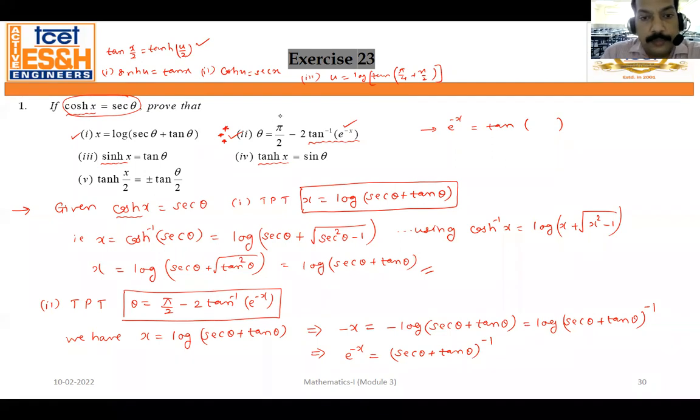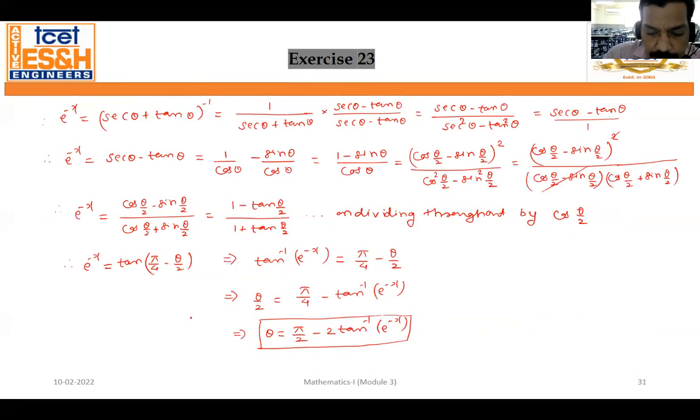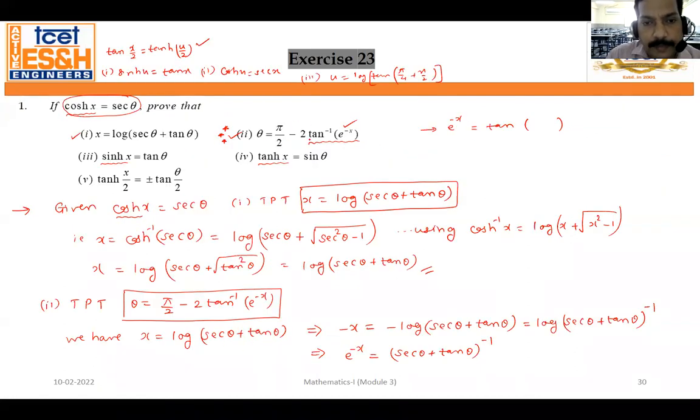So now, second, we have to prove that theta is equal to pi by 2 minus 2 tan inverse e raised to minus x. Now, to prove this result, theta we have to prove. If I try to prove with the help of the hypothesis, what is the hypothesis? Cos hyperbolic of x is equal to sec theta. So if I try to prove theta from that, I get sec inverse of cos hyperbolic x. Sec inverse I cannot simplify further, correct? So straight away from this hypothesis, it looks difficult to prove the second result.